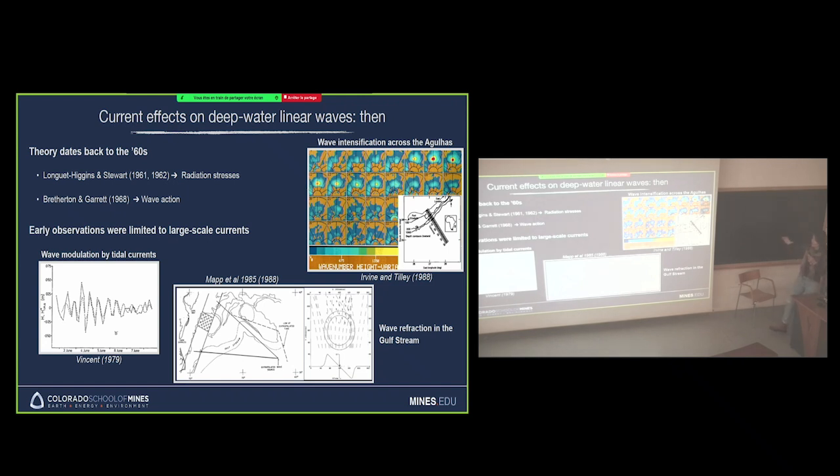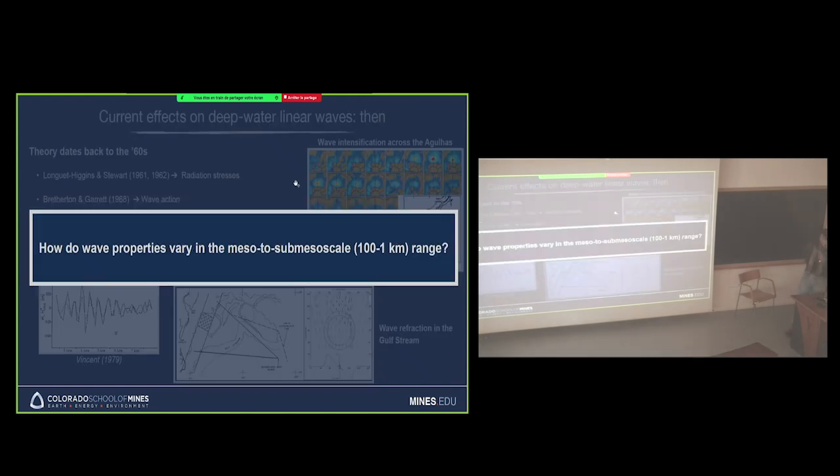So part of the reason why the earlier observations focus on large-scale currents is really an observational challenge. So the question that arises is how wave properties vary at shorter scales, or in the meso to sub-mesoscale range. So we're talking here about scales between hundreds of kilometers all the way down to about a kilometer. And then there's been a lot of progress in this direction back in 2017.